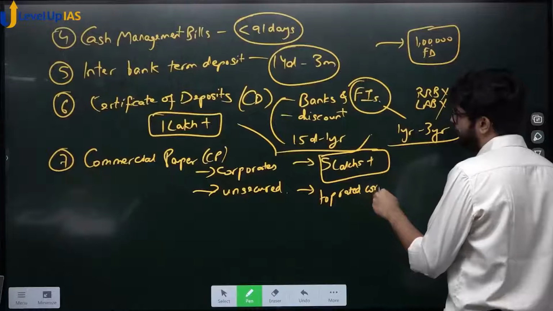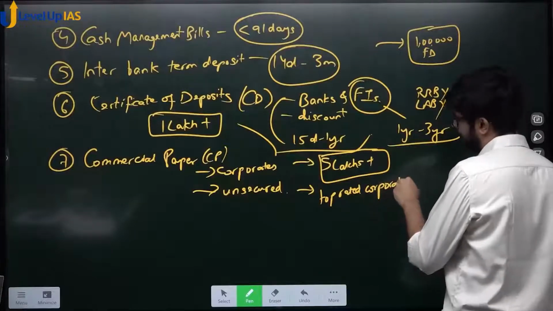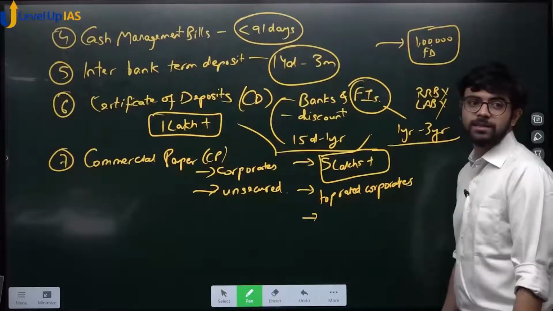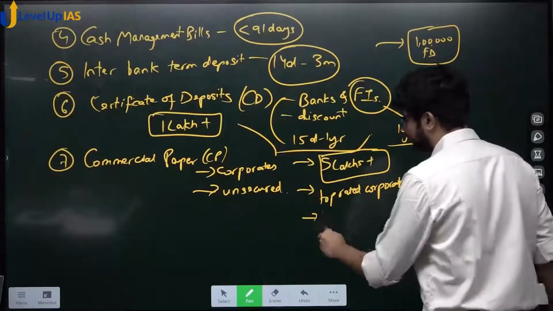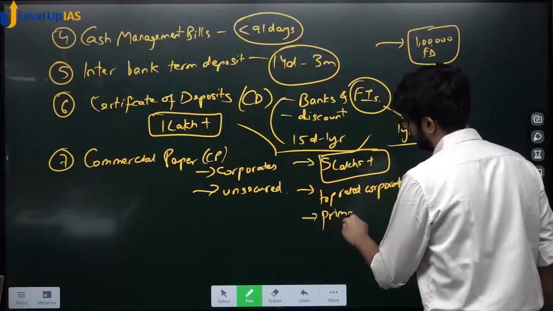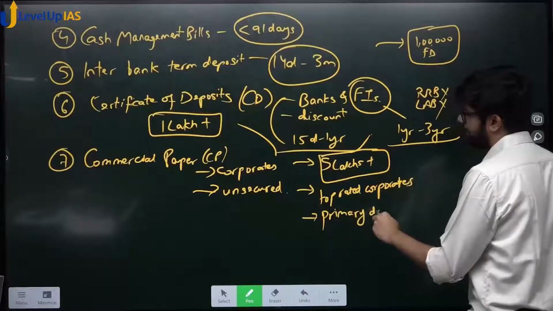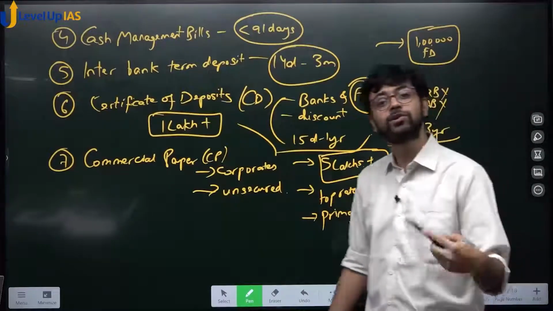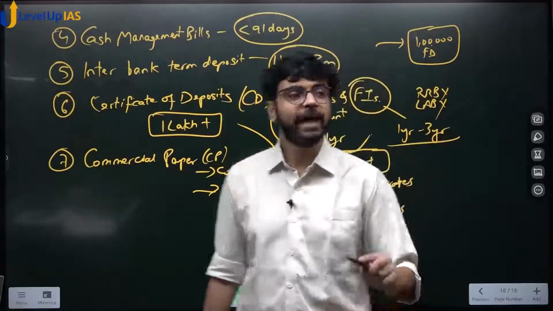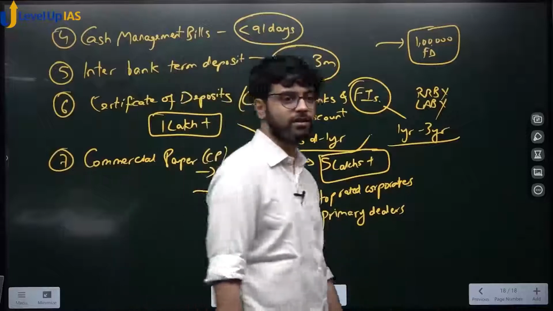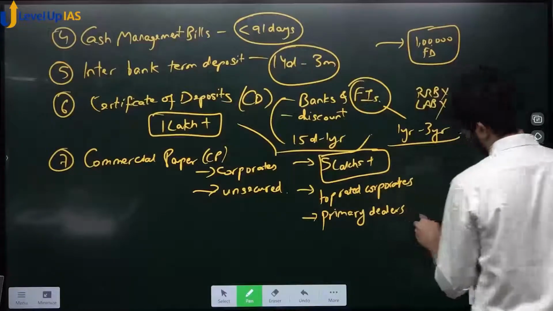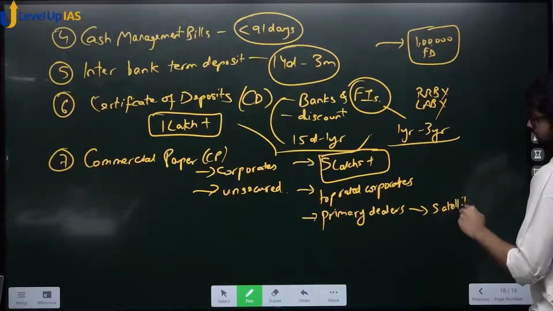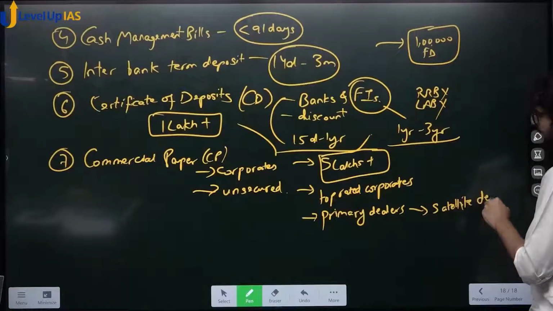Who can buy? Can we buy? Yes, we can buy. Do you know primary dealers? They are agents. They can also issue. Just one small trivia: primary dealers are so big in themselves that banks also act as primary dealers. They have their own agents, known as satellite dealers or secondary dealers.